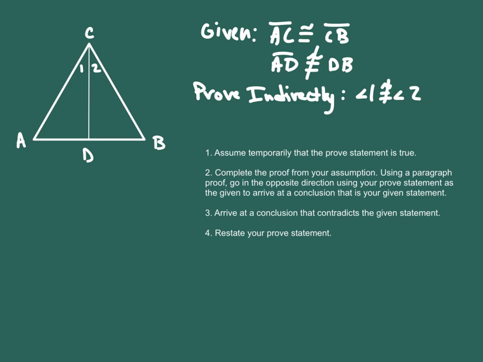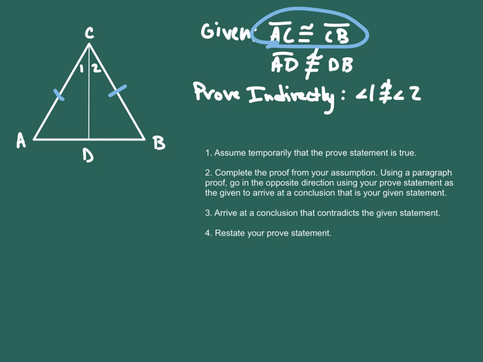Okay, so in this example, you're given a triangle ACB with angles 1 and 2. And you have these two given statements. You're given that AC is congruent to CB. Now I'm going to jump right in here and use that given statement to label my picture, that those two segments are congruent. Now you're given that AD is not congruent to DB. And you want to use this information to prove indirectly that angle 1 is not congruent to angle 2.